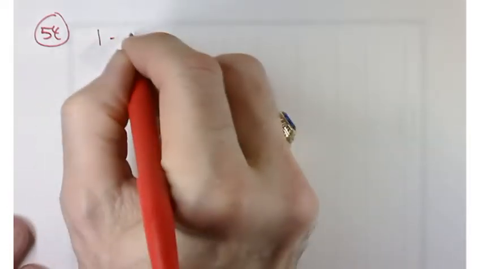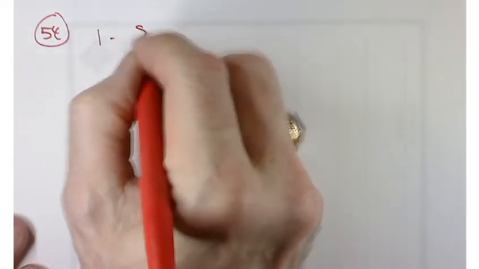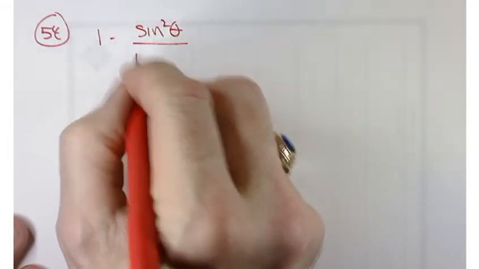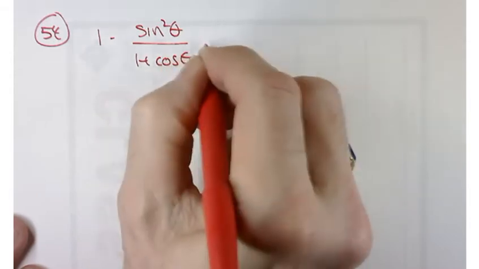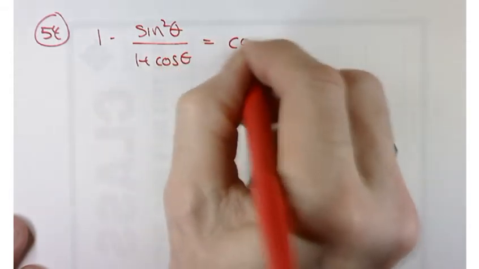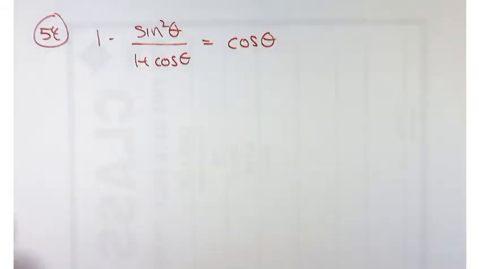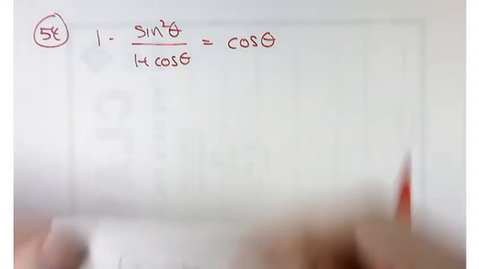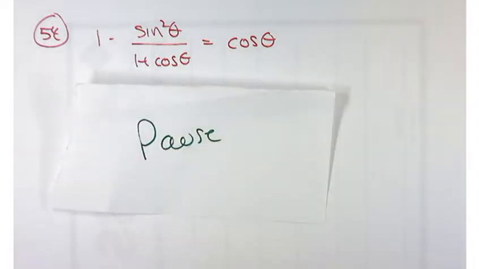So 1 minus sine squared of theta over 1 plus cosine of theta equals cosine of theta. So like I said, there's a couple ways you can work on this one. Work with a partner, work by yourself, whatever works, but give it a try. Keep in mind some of the things that are on our little list of things to try.